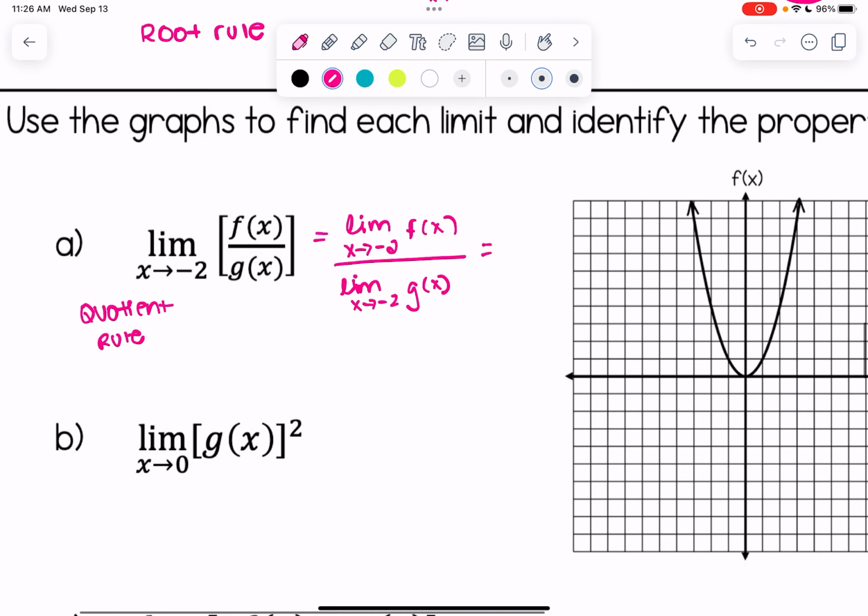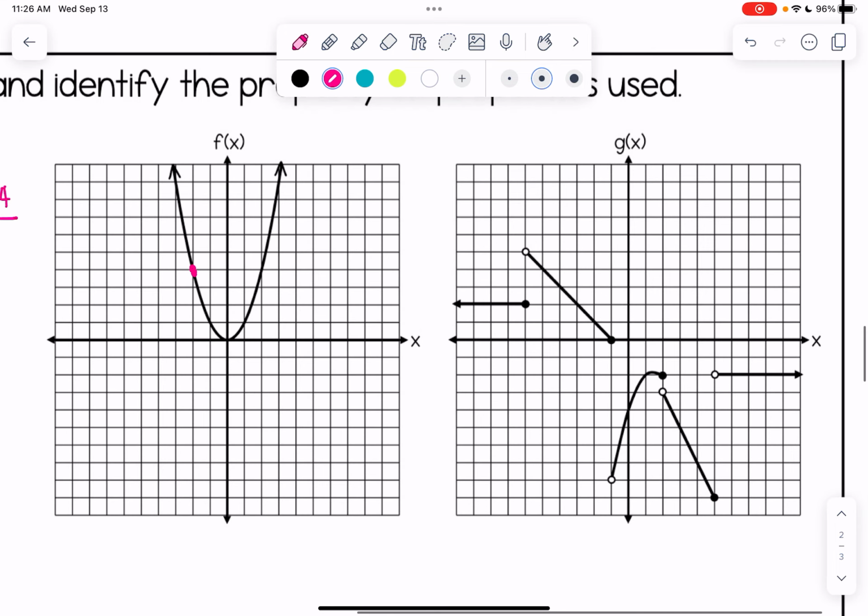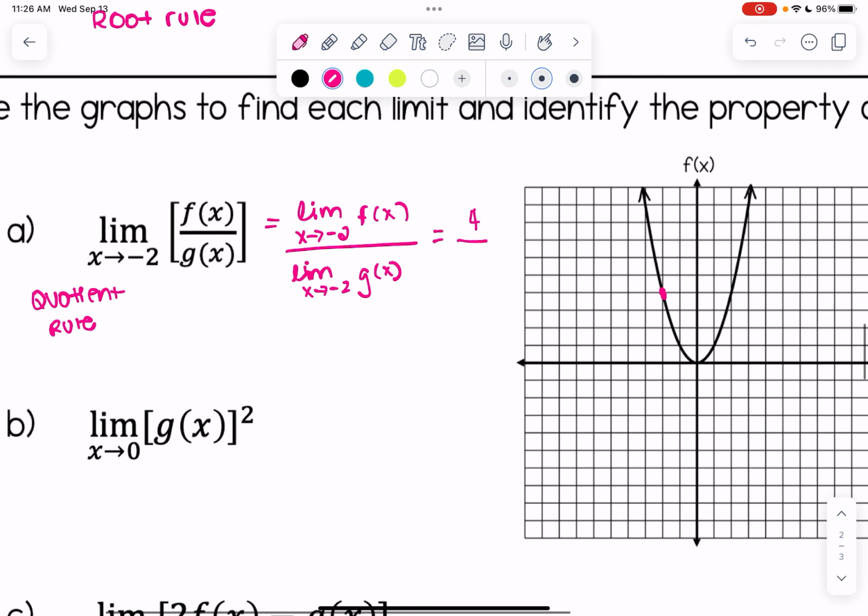So looking at f of x, the limit as x approaches -2, okay, that appears to be +4. Okay, right in here. For g of x, the limit as x approaches -2. Okay, so here's -2. That appears to be 1. Remember, our left hand and right hand limits must approach the same value. They must be equal for that general limit to exist. So that's 1. 4 over 1 gives us 4.